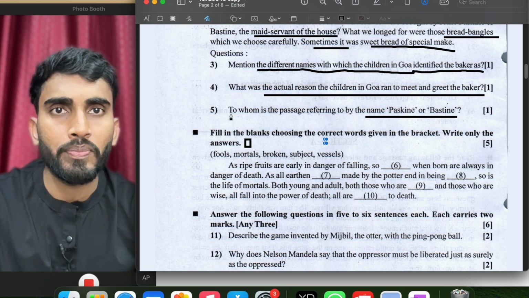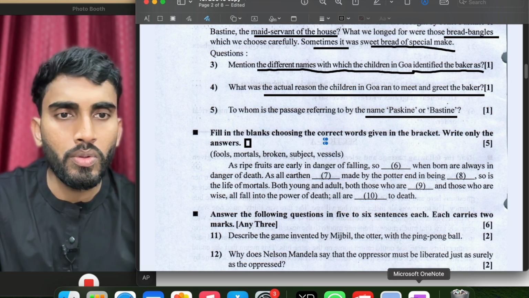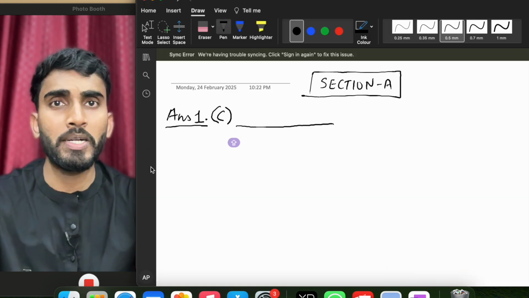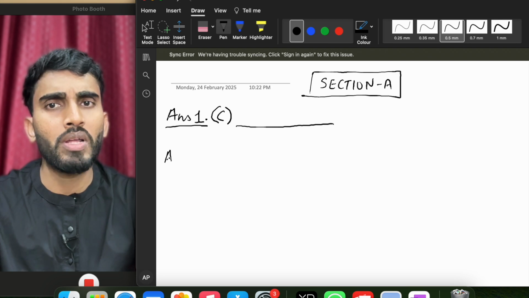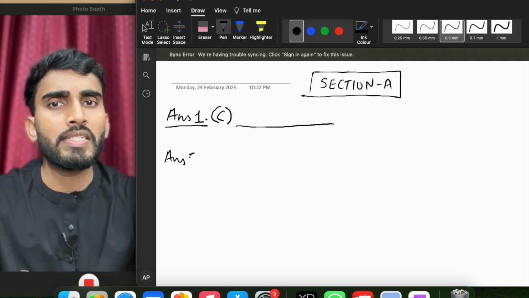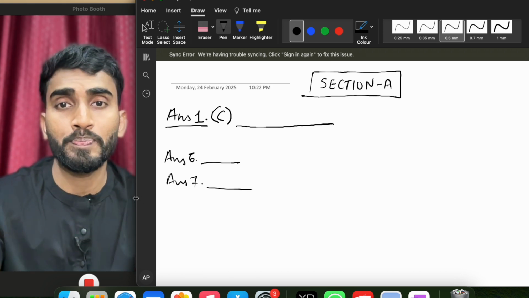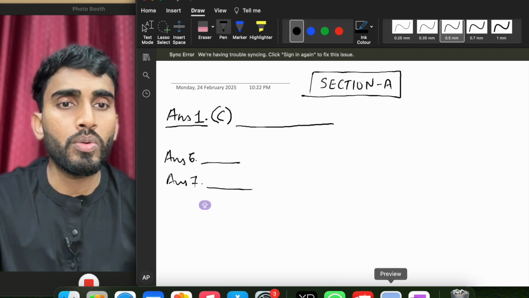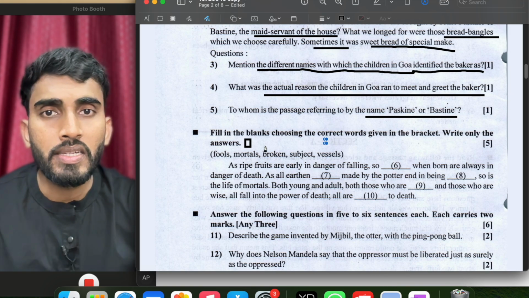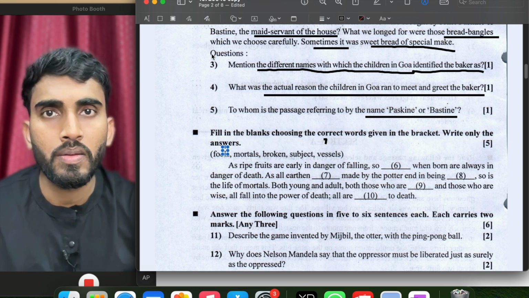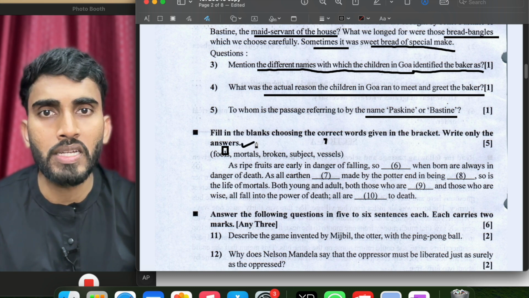So look, how will you write the answer in your answer sheet? No need to write the complete paragraph again. Just write down answer number 6, whatever is the answer. Answer number 7, whatever is the answer. Like this. So sixth is this. This is the sixth answer. This is the seventh answer, right?